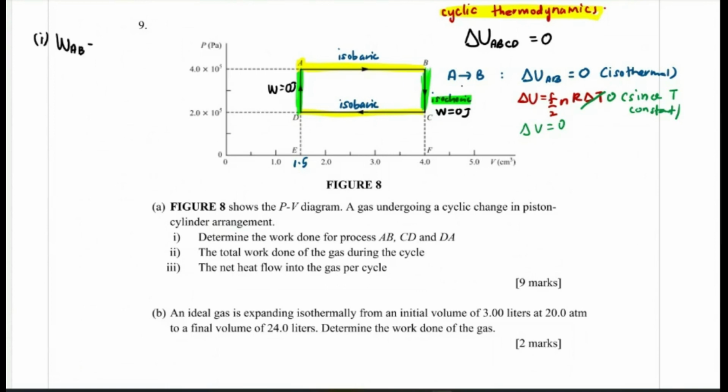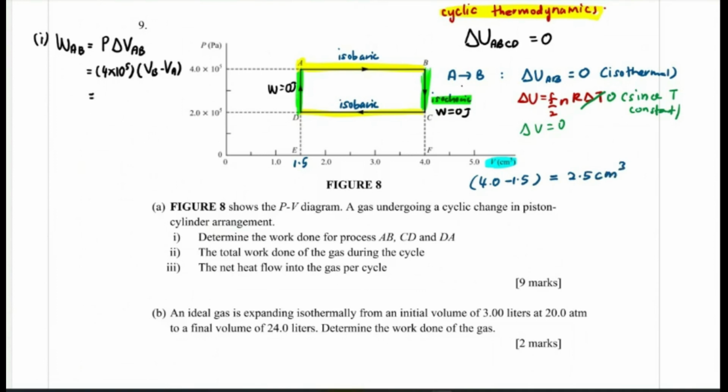Formula mana kita nak pakai? Pressure darab dengan delta V volume untuk AB. Kira lah. Pressure dia is 4 exponent 5. And then the volume mesti VB tolak VA. Okay. And then dekat soalan ni awak tengok dia ada perangkap dekat sini. Centimeter cube. Okay. So kalau 4.0 minus 1.5 is equal to 2.5 centimeter cube.